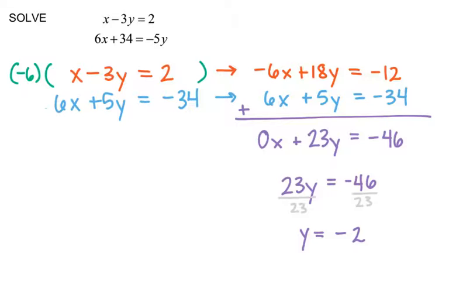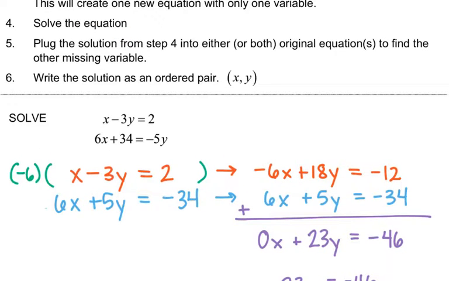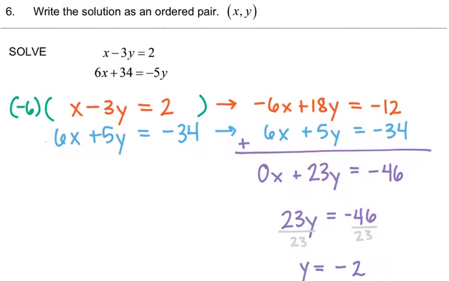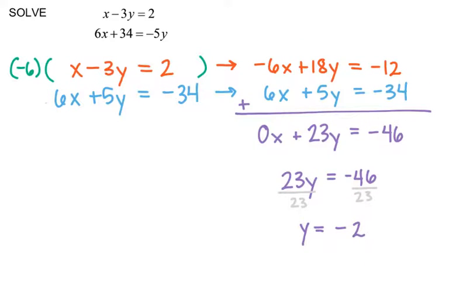So now we just need our x value. I can take this y equals negative 2 and plug it into either of these two equations. All right, so we solved the equation, we got a value. We're going to plug that solution into either or both of the original equations and find the other missing variable, which would of course be x. Once we have that x, again, we'll write that as an ordered pair.